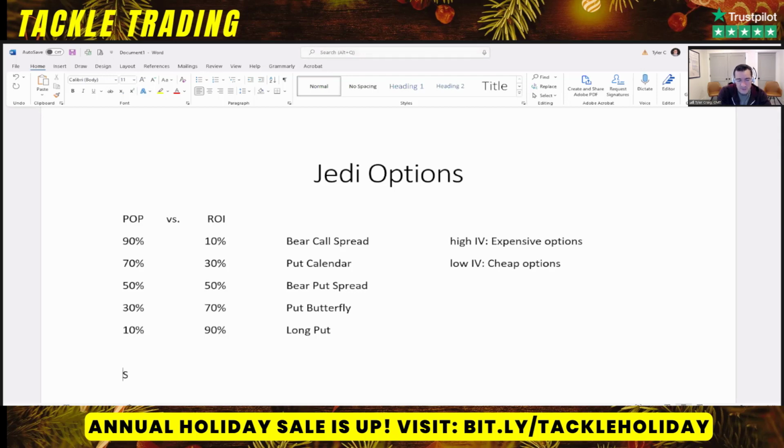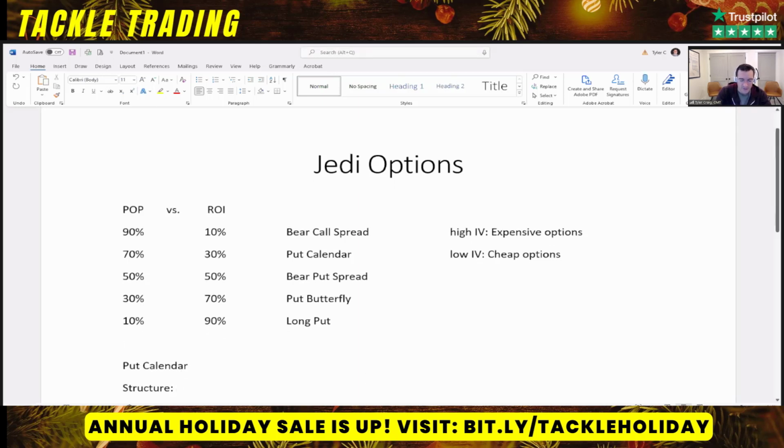Now, what is the structure of a put calendar? Right? What's the structure? Well, the idea with a put calendar is you buy usually an out of the money put. And I usually go out a couple of months. So I'm going to buy like a 2-month out of the money put option. And then I'm going to sell a 1-month out of the money put option against it.